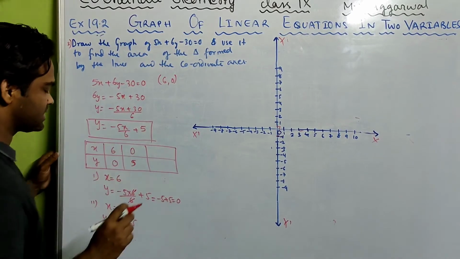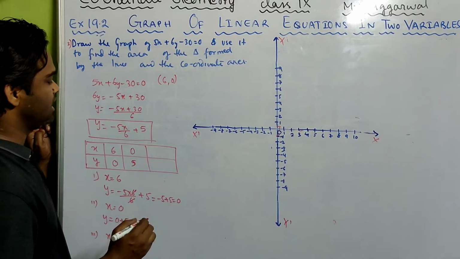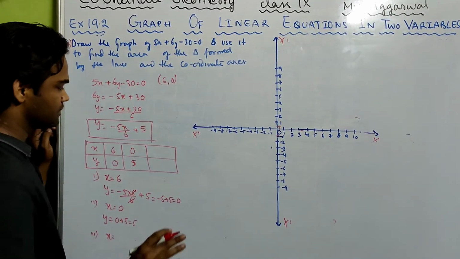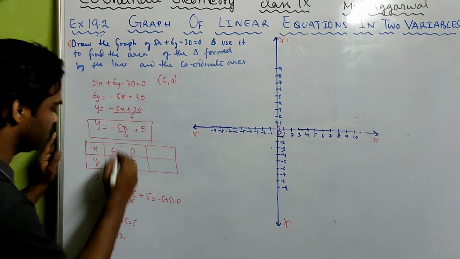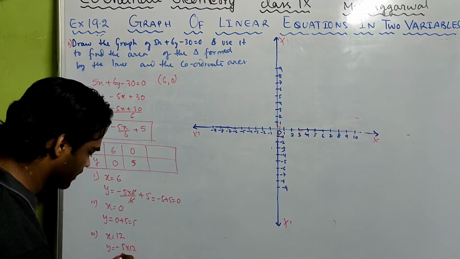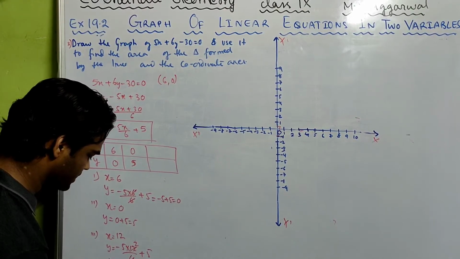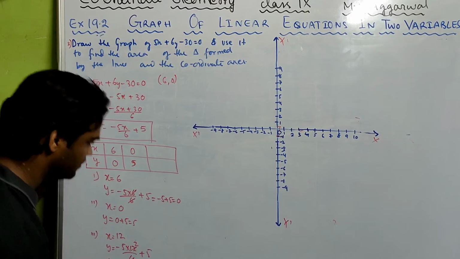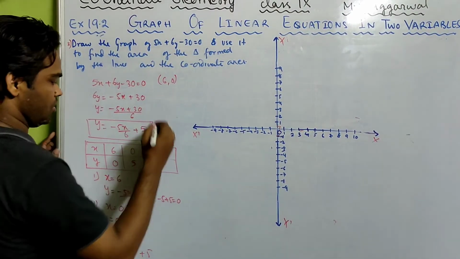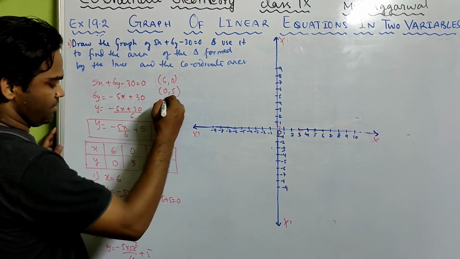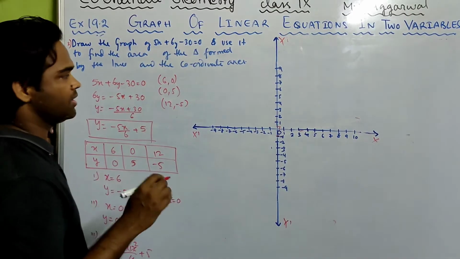If I take x as 12, then y will be what? Look carefully. Minus 5 into 12 by 6 plus 5, that's y will be minus 10 plus 10, that's minus 5. So when x is 12, y is minus 5. So you got the second point as 0 comma 5, and you got the third point as 12 comma minus 5. Now we'll plot it.